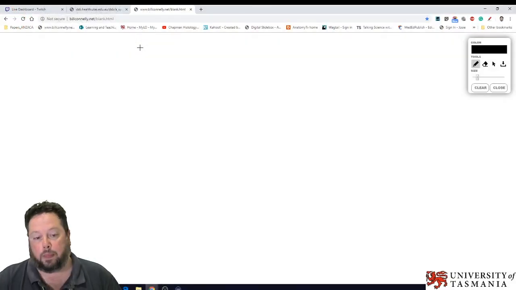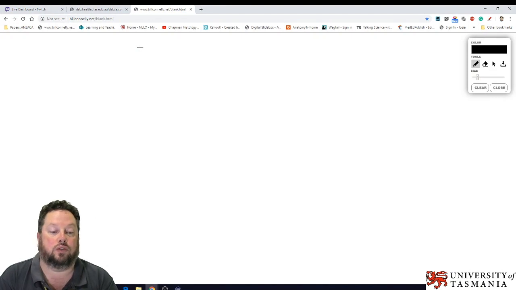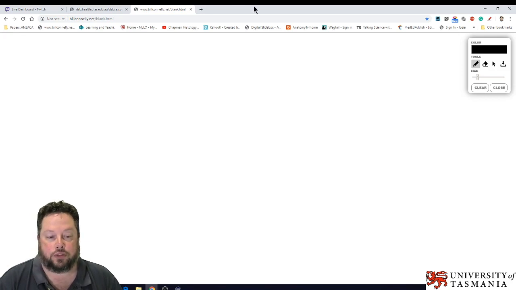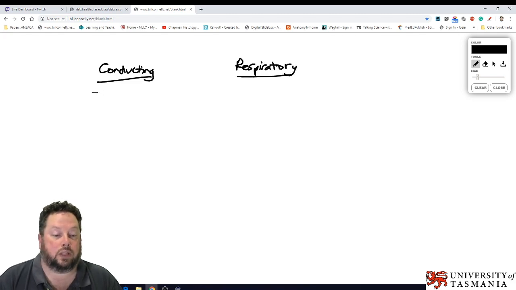Okay, so what we're going to do is talk about the anatomy of the respiratory system. Of course, we know that the respiratory system is divided into two components. It's divided into the conducting portion, and then we have the respiratory portion. Okay, so what can we consider as part of the conducting portion of the respiratory tract? What are the first parts of the conducting portion?